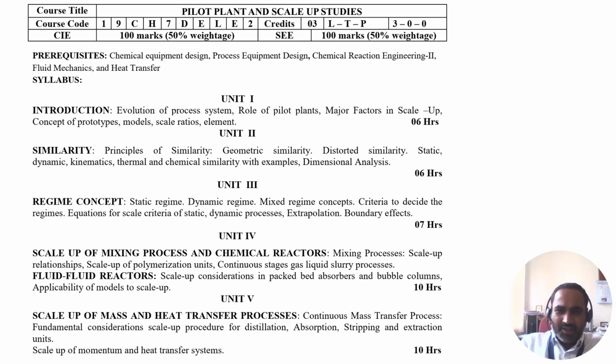When we come to the second unit, we are going to study the principles of similarity. Here it is divided into five principles of similarity: static similarity, dynamic, kinematic, thermal, and chemical similarities. Along with that, we are going to deal with some real applications and examples of all these similarities in chemical engineering applications. And also, we are going to study one technique called dimensional analysis. You already studied this technique in your fluid mechanics, but from the application point of view it is a little different from what we studied in fluid mechanics.